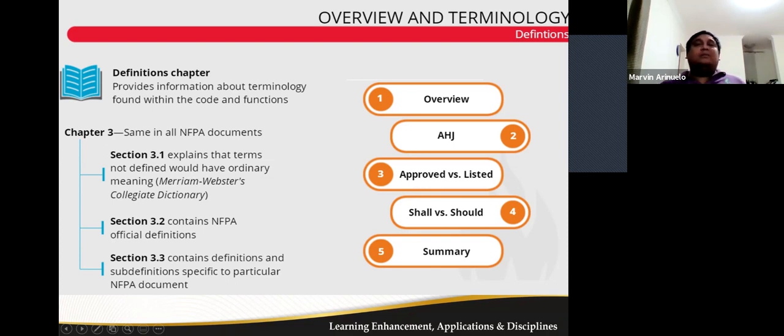Shall means mandatory, according to your NFPA, and should means recommended but not required. So remember, guys, do not enforce something if it is should. Should means not mandatory, it is just recommended. Maybe it's a best practice but not necessarily required, compared to shall. And summary is normally at the end of the section or chapter, which provides a brief description of what that particular section is all about.